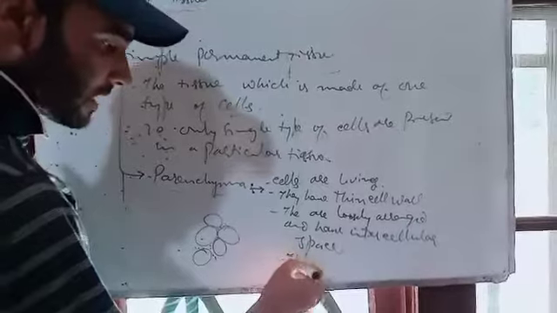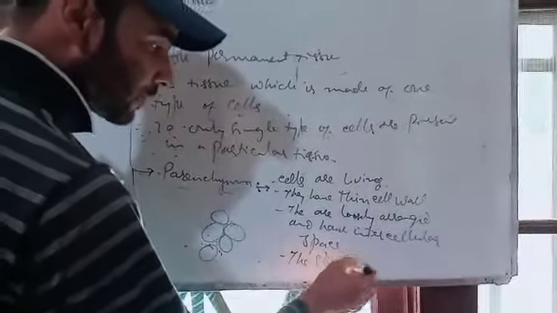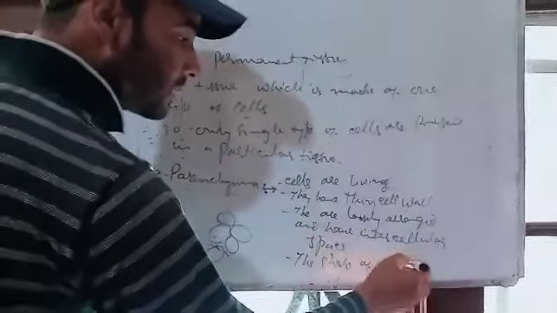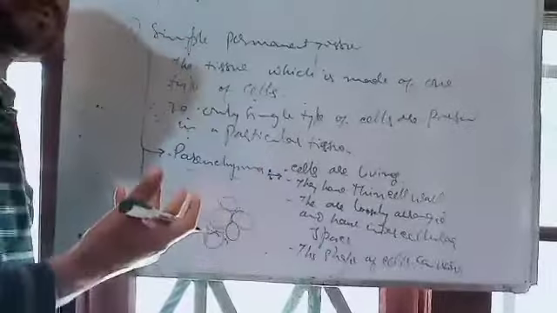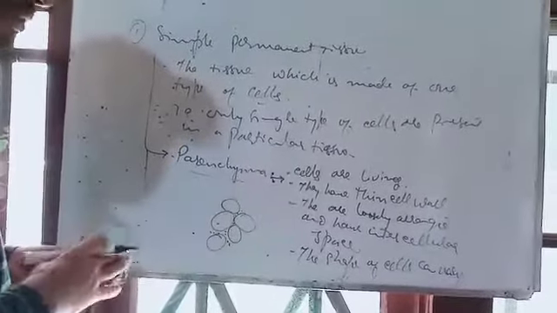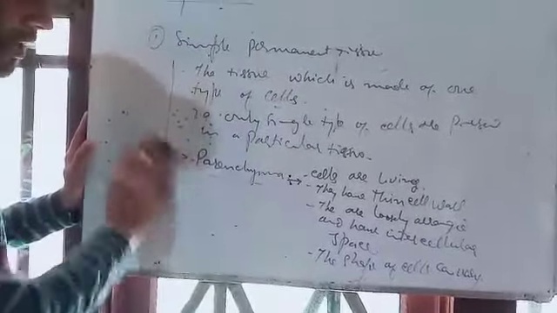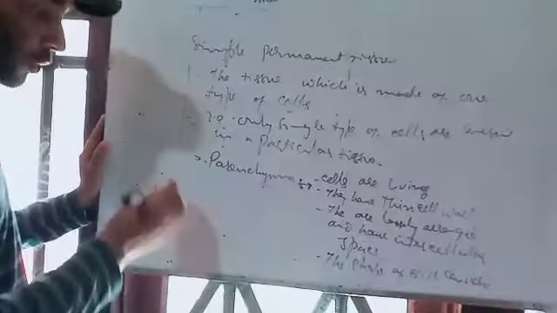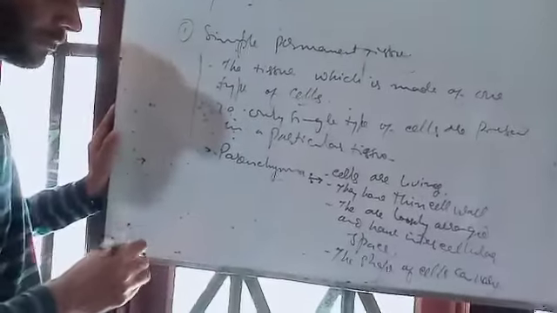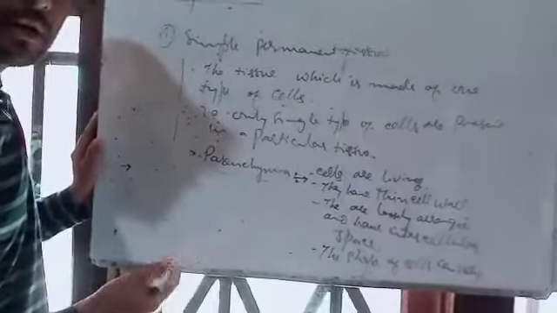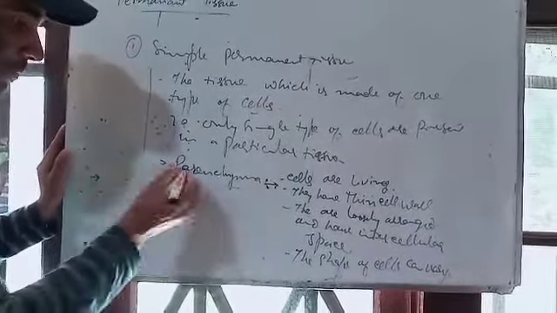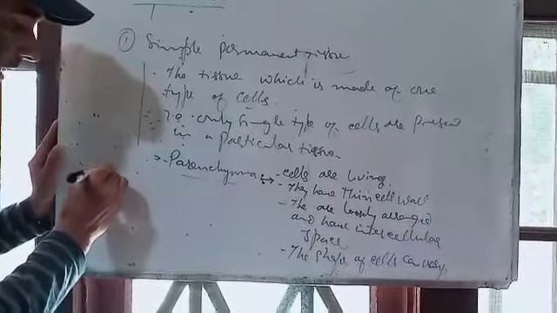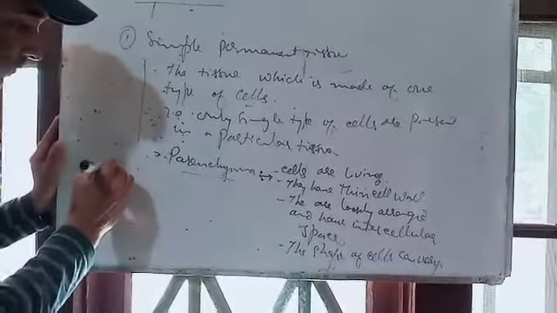The shape of the cells can vary. They are oval, they are pillar-like. Different types of cells are present in different types of tissues. Another important characteristic of the parenchymatous tissue: on the basis of the functions, the parenchyma can be of one or two types. These parenchyma cells perform photosynthesis.